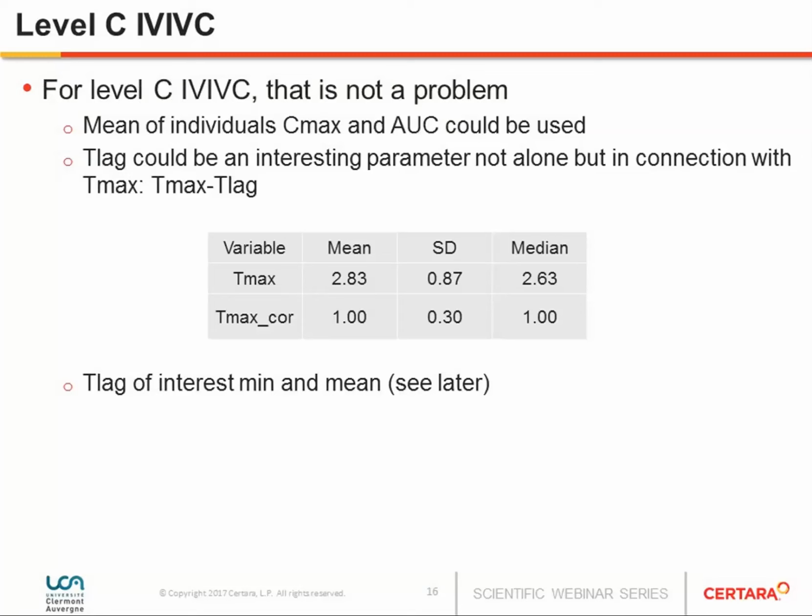And in this case, to smooth the differences that I can have on the Tmax, I must use a parameter which is the Tmax minus lag time. That means the Tmax corrected. In the small table here, the mean Tmax you can see is around 3 hours with a standard deviation of 0.9 hours. If I use the Tmax corrected by the lag time, that means if I shift all my curves, I have a Tmax corrected of 1 hour with a standard deviation of 0.3. I smooth all the variability that I had observed before.